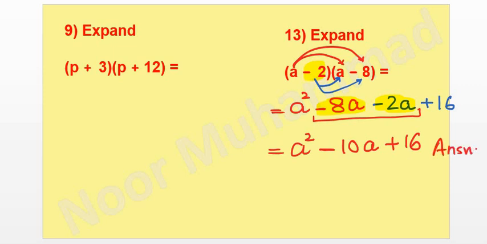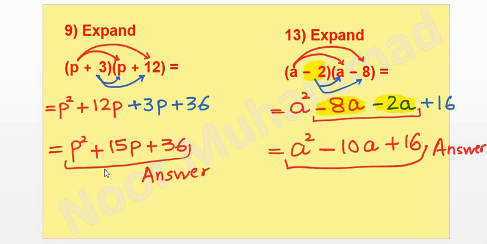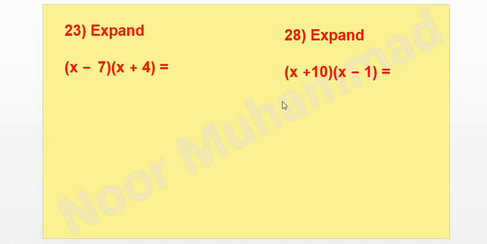Now pause the video here and solve question number 9 on your own. So here is the answer, p squared plus 15p plus 36. As you can see here, all the explanation. Let's solve two more questions from the same exercise. Okay, let's solve this one. I will solve 23 with you, and then you will solve 28 on your own, right?